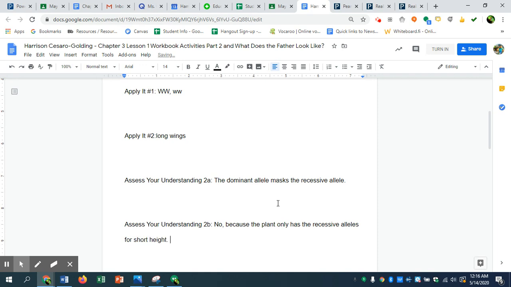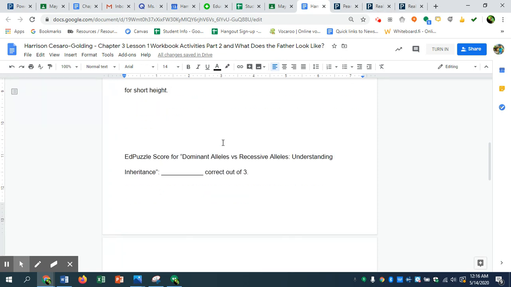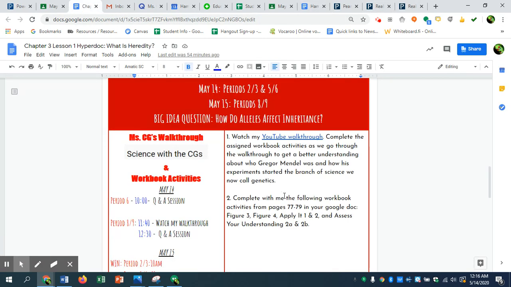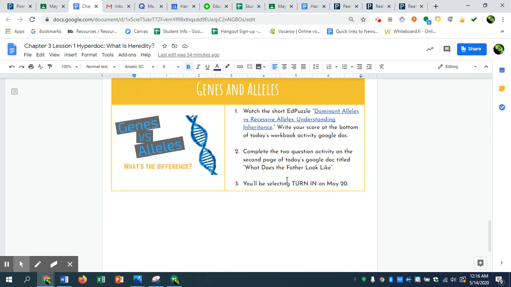There's no way genetically that you could be tall if you have two recessive short alleles. Okay, what you're going to do next, let me take you back here, is watch this Edpuzzle. It's really fun, and you're going to write your score. And then you're going to read an activity, and I'm going to go back to it.